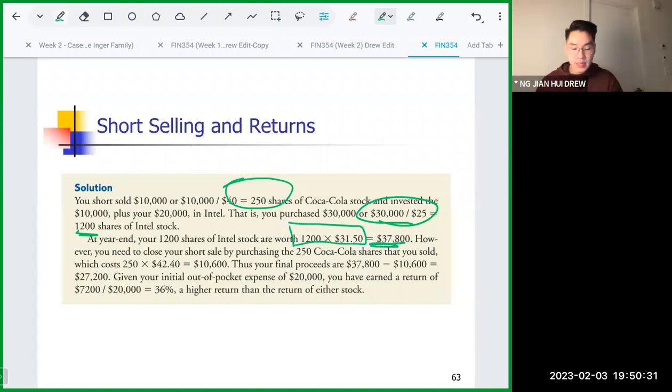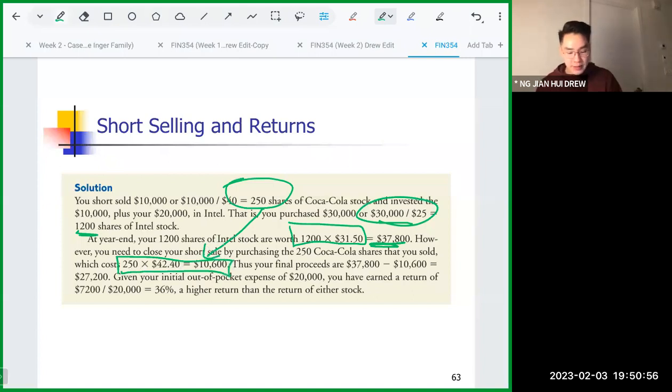We'll get this amount here. Perfect, very good. But we know that at the end of the day, we need to close our short position. Okay, so what does it mean, close short position? It means that you need to buy back the Coca-Cola stocks. And how much are you going to buy back? Remember, the stock price of Coca-Cola would have changed. So you need to pay this amount to close your short position, right? Because you need to buy back 250 Coca-Cola stocks.